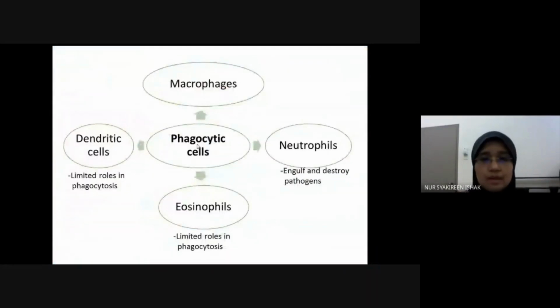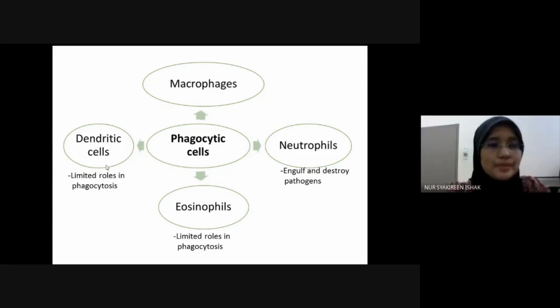Okay. So these are the four types of phagocytic cells. You have the neutrophils. As you know, neutrophil is the most abundant white blood cell. And then you have eosinophils. It has a limited role in phagocytosis because the main function of eosinophil is to destroy multicellular parasites.